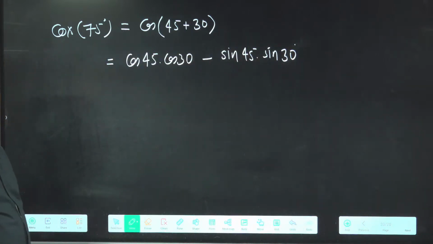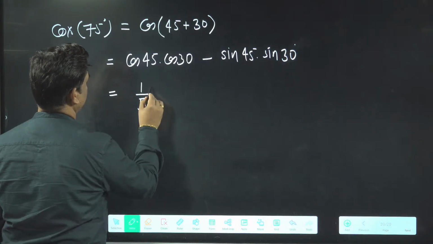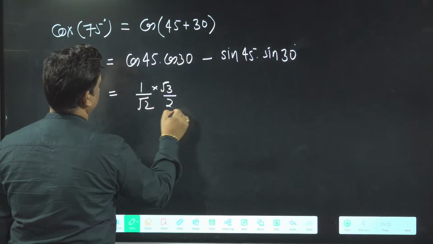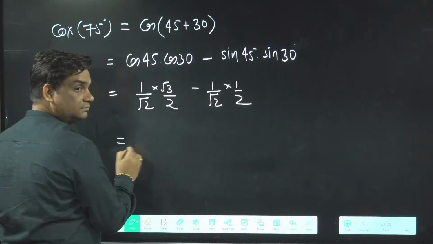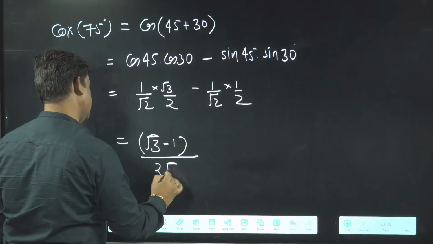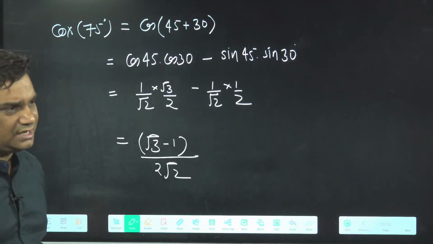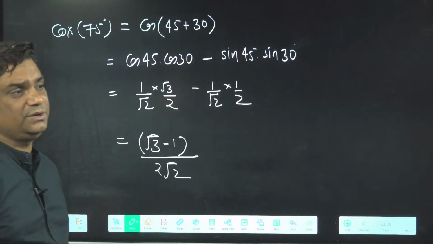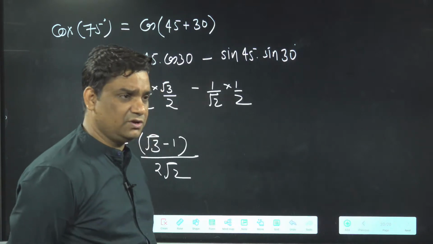What will be the answer? I hope you got exactly the same answer, whatever I got here. Because we can say 45 plus 30. So cos 45 into cos 30. Cos A cos B minus sin A sin B, and we got the answer.